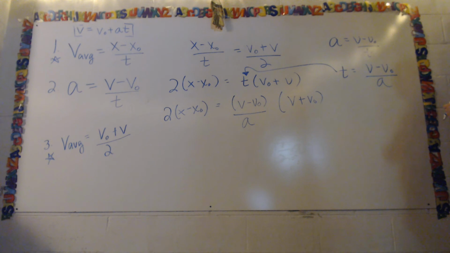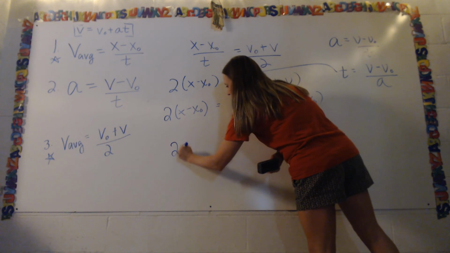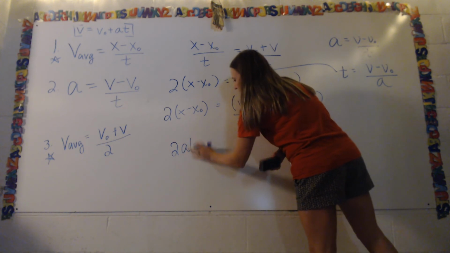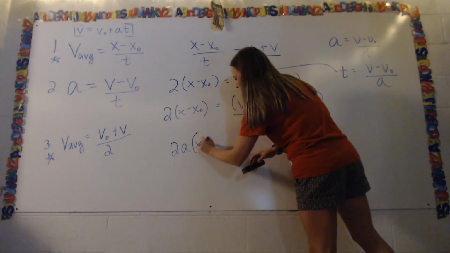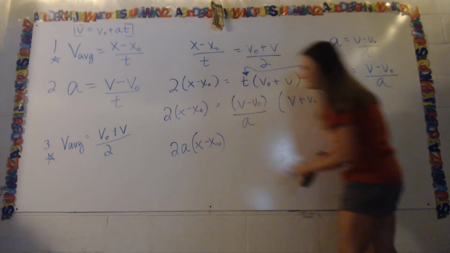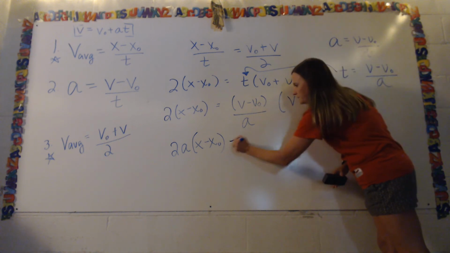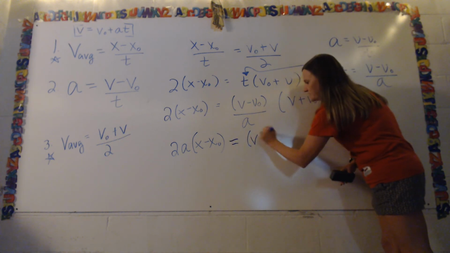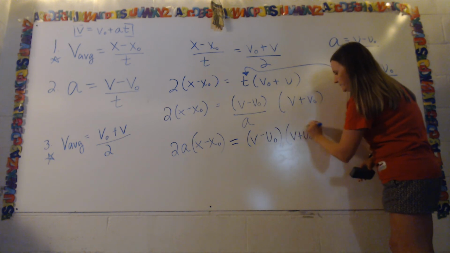And I don't like the fraction. I'm going to multiply both sides by a. So I'm going to say 2a times, sorry, my parentheses are always a little ugly. Also, I overuse parentheses so much. I apologize. 2a times (x minus x naught) is equal to (v minus v naught) times (v plus v naught).